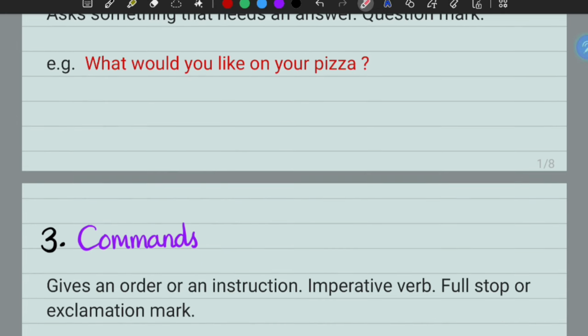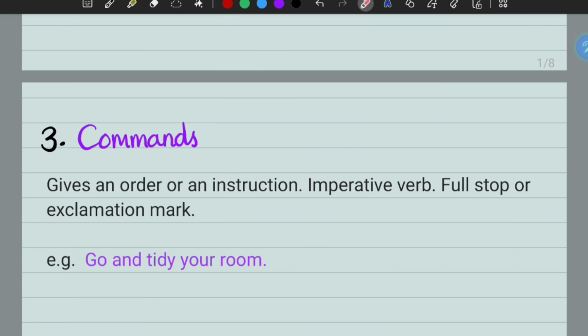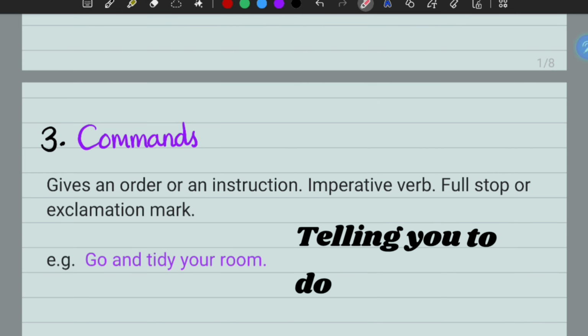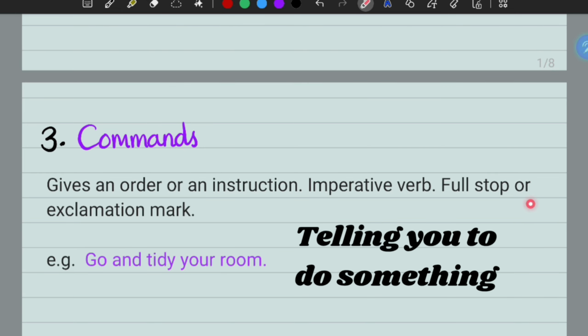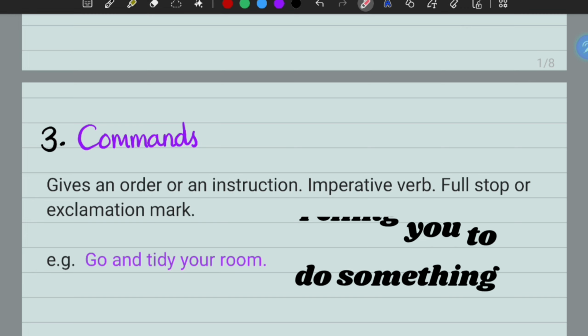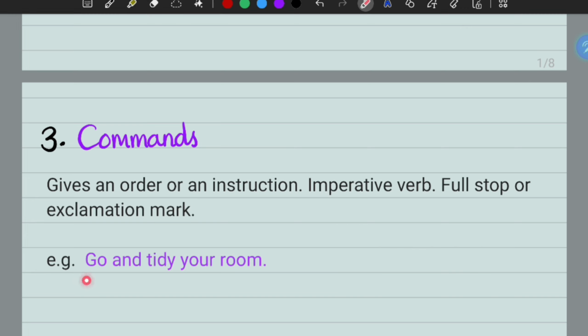Okay, next, moving on to our third type of sentence, we've got commands. Now, you may have heard these from your parents, your teacher, or somebody who's just a bit bossy. So they give an order or an instruction. They have an imperative verb at the beginning. That isn't a bossy verb. It's a verb that's telling you to do something. And they either have a full stop or an exclamation mark at the end. So here's an example. Go and tidy your room. In this case, go is my imperative verb.